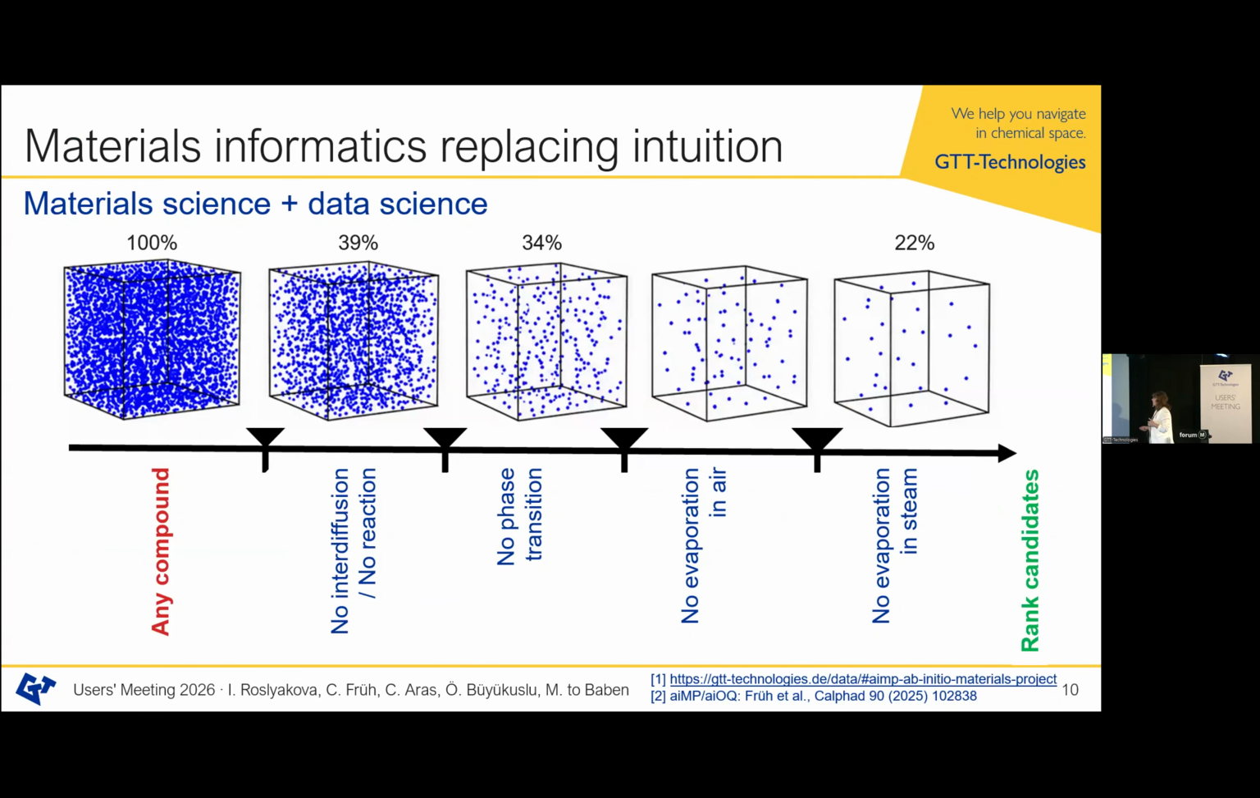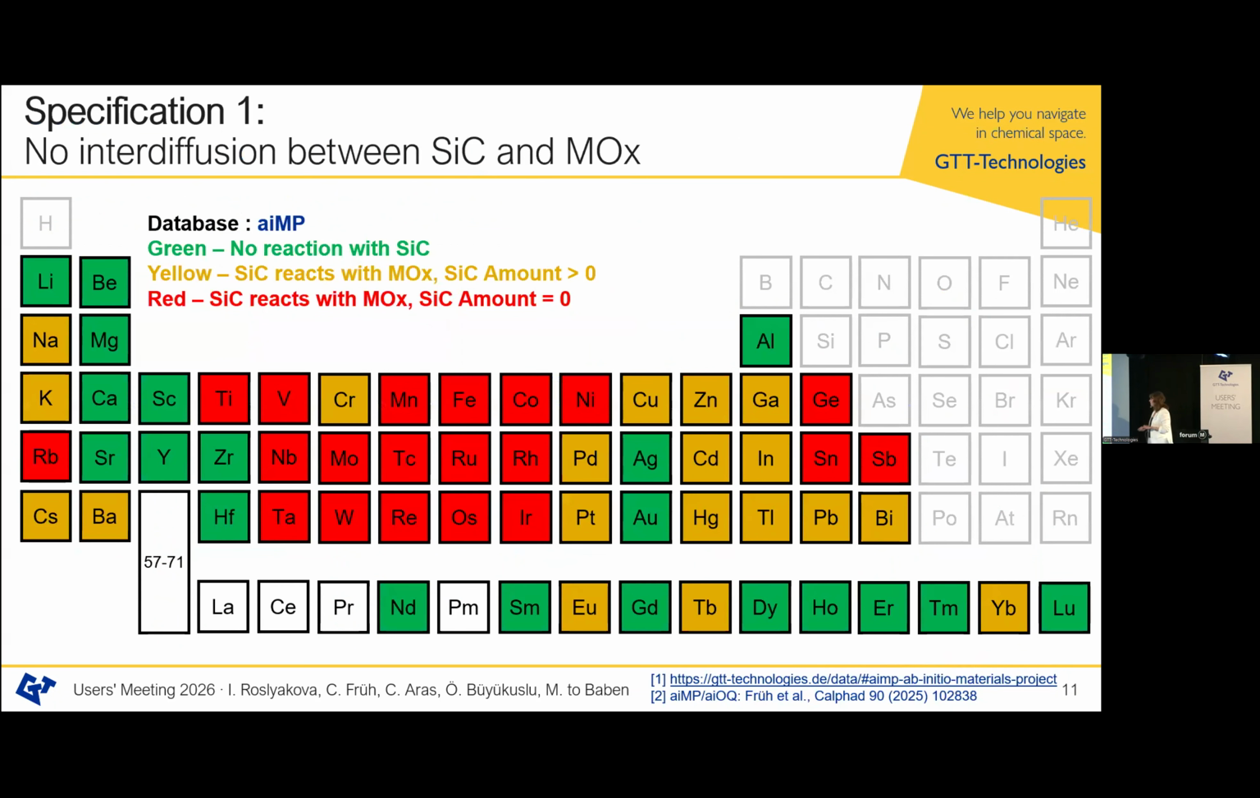in air or steam, so that with coatings it does not disappear from that part. And if you apply materials informatics and data science, here you can see the reduction of the possible compounds, also in percentage, if you apply this specification one by one sequentially in order to rank our candidates. So let's look exactly. In the first step, when we apply specification number 1, no interdiffusion between silicon carbide and any metal oxides, we use the database aiMP, and then we define the condition as follows. We would like to have any metal oxides that don't have any reaction with silicon carbide.